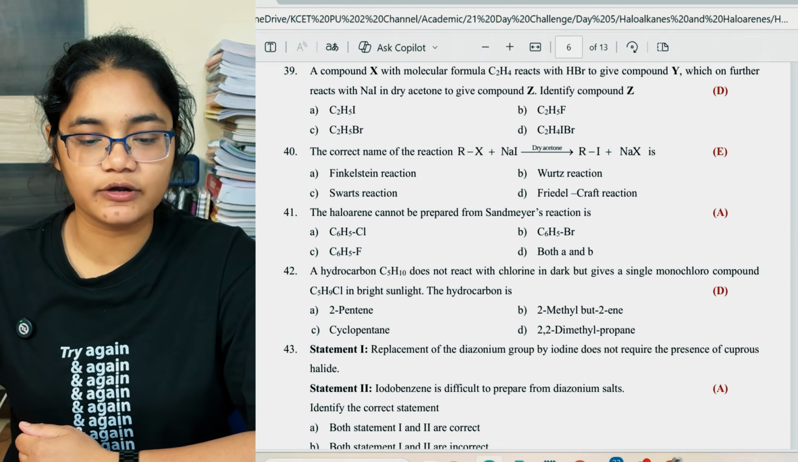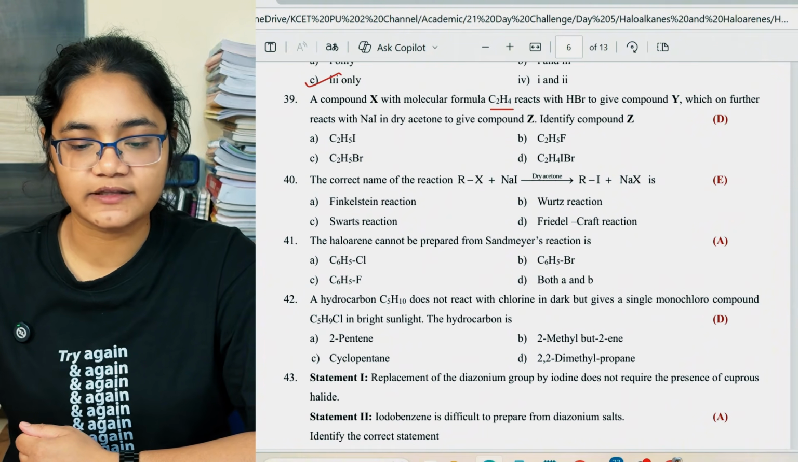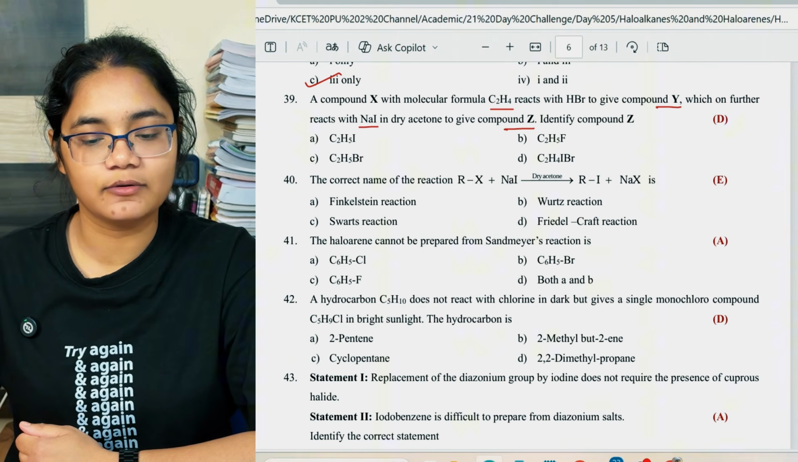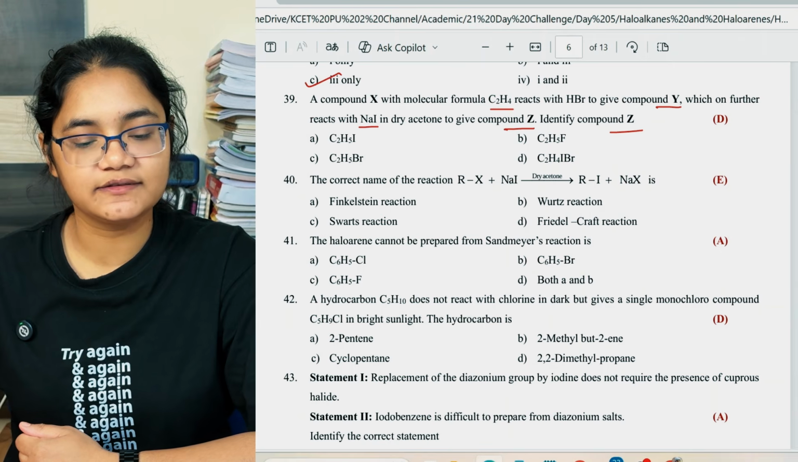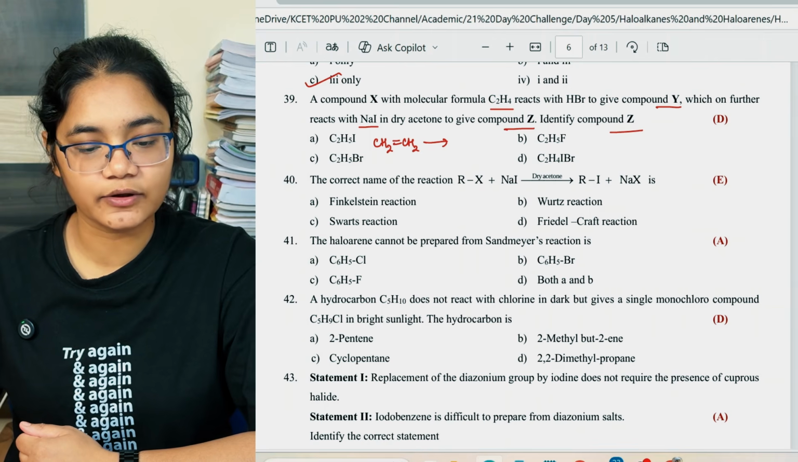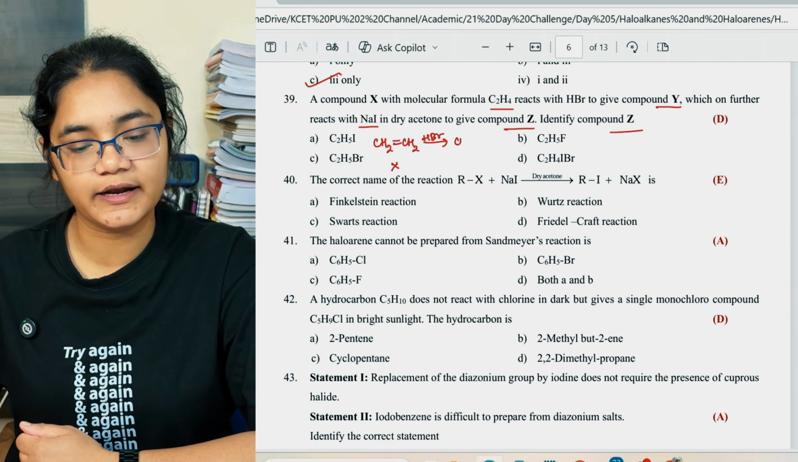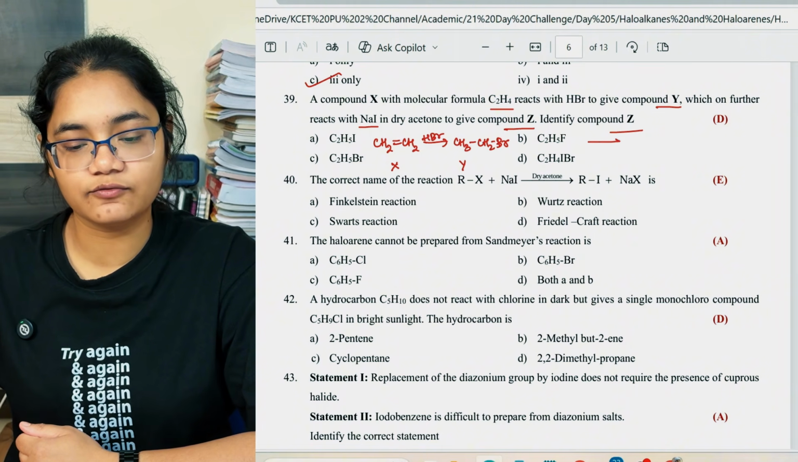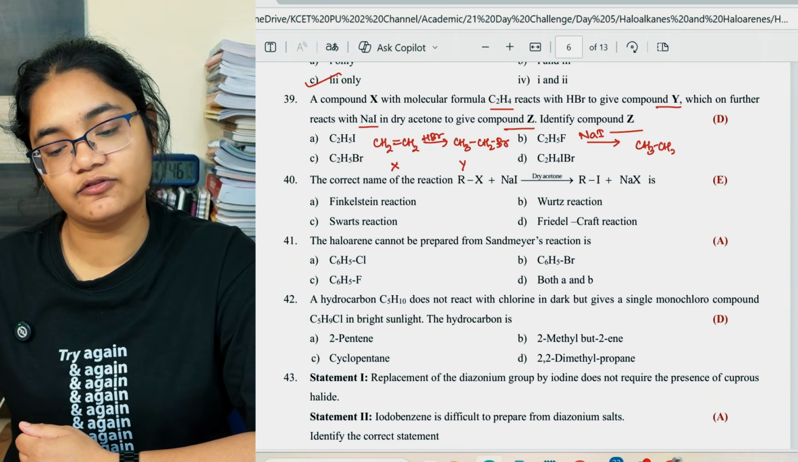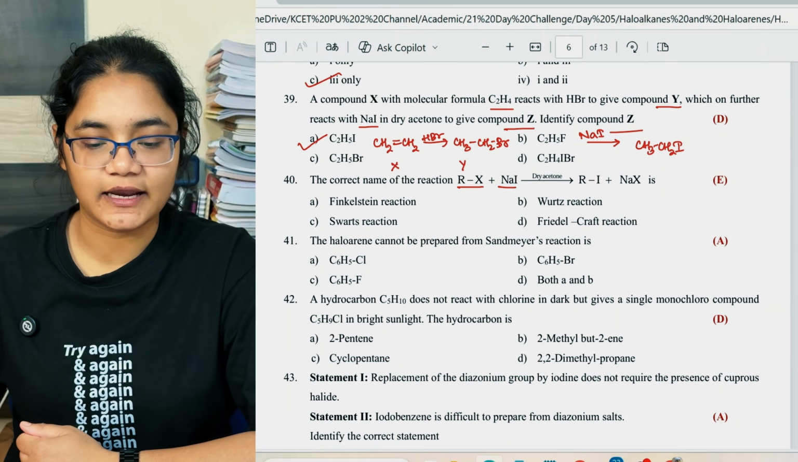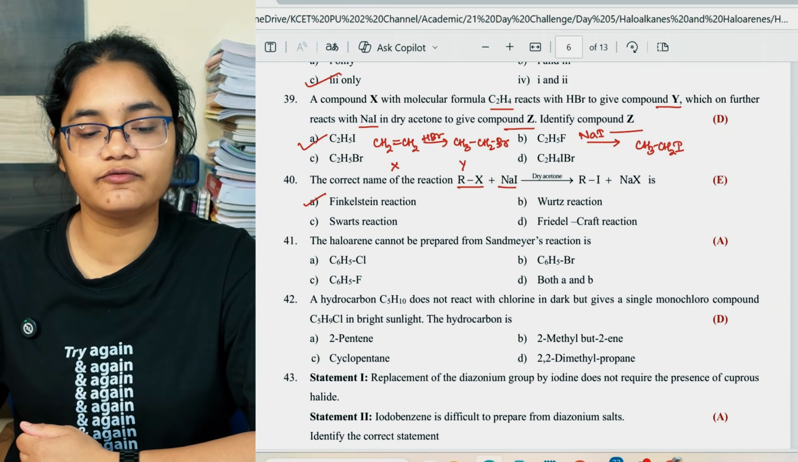Next, a compound X with molecular formula C2H4 reacts with HBr to give the compound Y, which on further reacting with NaI and acetone gives compound Z. Identify the compound Z. If you see, I have C2H4, that is nothing but our ethene molecule, right? Now if you treat it with HBr, so this is X. If you treat it with HBr, what will you get? CH3CH2Br. Okay, this is Y. Now if you treat this one with NaI, then Br will be replaced with I and you will get CH3CH2I. So that is your option number A. The correct name of the reaction RX plus NaI gives RI plus NaX is the Finkelstein reaction.